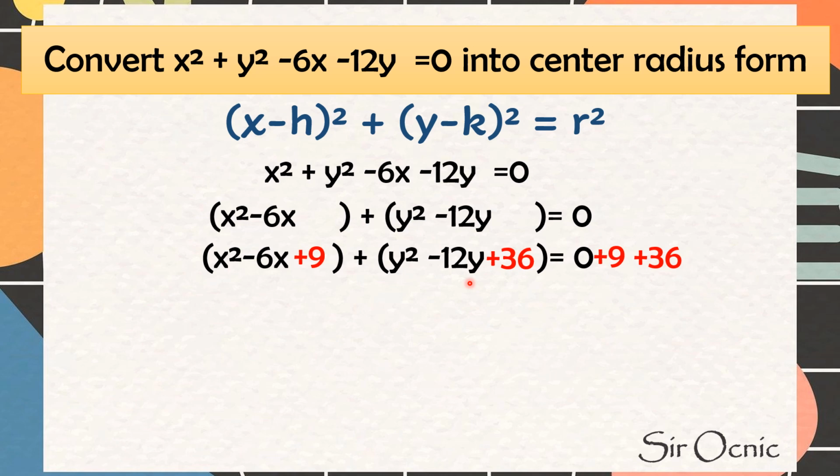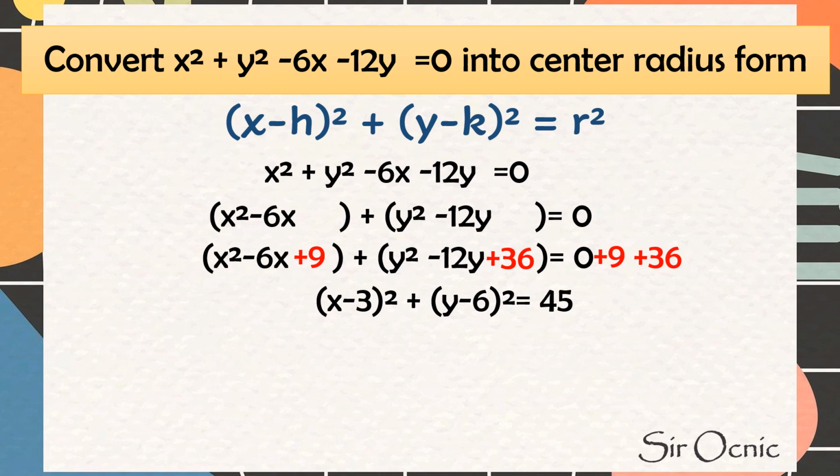Let us now try to express the trinomial into a square of a binomial. So x² - 6x + 9 is equivalent to (x - 3)², while y² - 12y + 36 is equivalent to (y - 6)², equals 45. This is now the standard form of the equation of the circle.